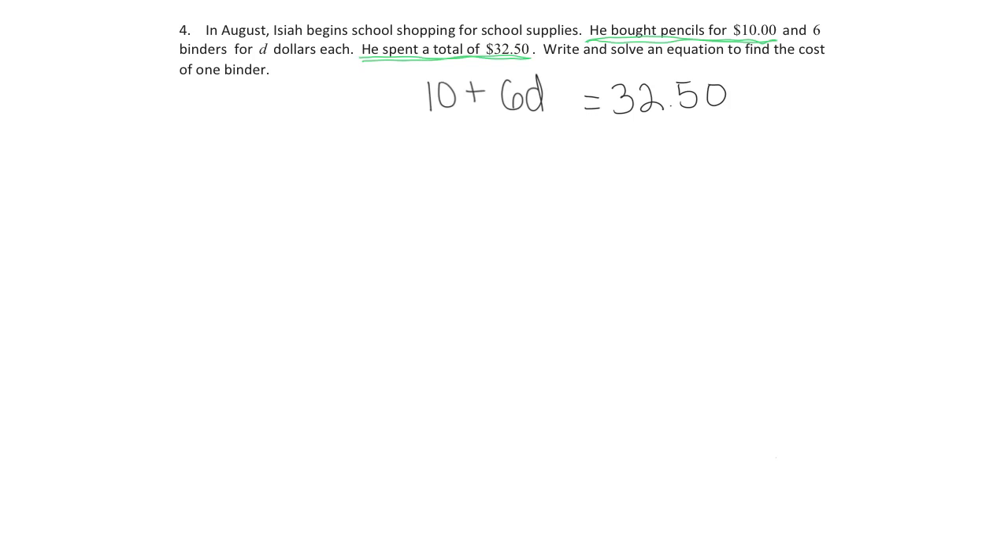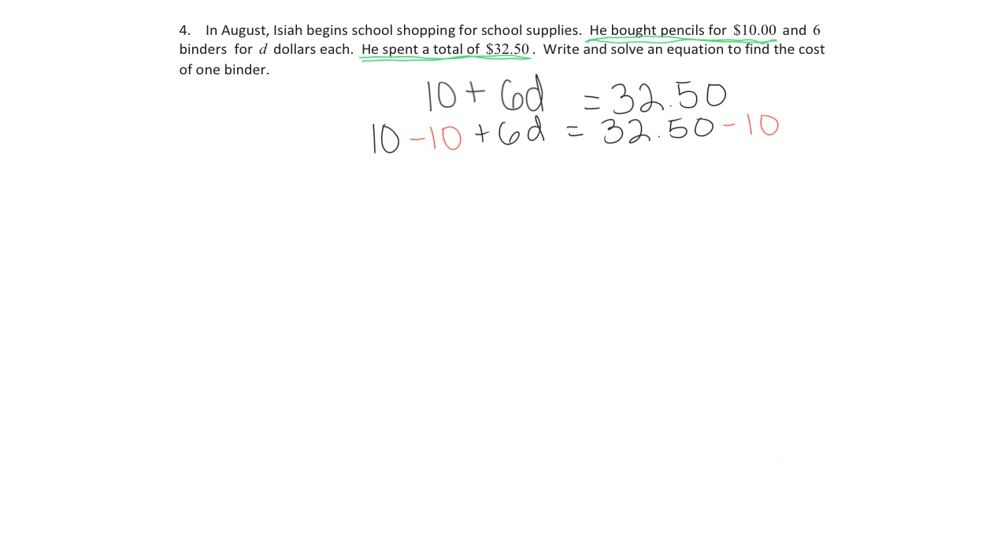To start solving for the variable D, let's look at the term other than D on the left side of the equation. The term other than D is 10. So we need to ask ourselves, is this 10 adding or is it multiplying? Well, it is adding. So we're going to need to find the additive inverse of 10. The additive inverse of 10 is negative 10. So I'm going to apply negative 10 to both sides. So now I have 10 minus 10 plus 6D equals 32.50 minus 10.